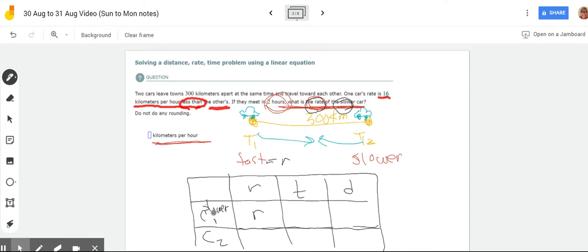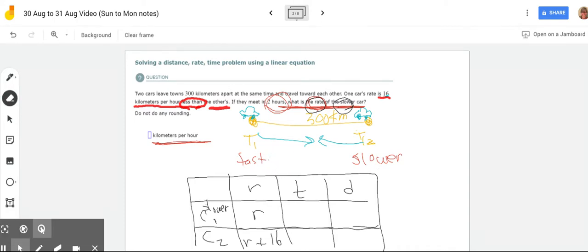And that's faster. If this is slower and it says one car's rate is 16 kilometers less than, that means this one is going 16 faster, plus 16. We made this one R, so this is going to be R plus 16. If they ever ask you, what is the rate of the slower car? It's easiest to solve the problem picking that one as your single variable, your unknown.